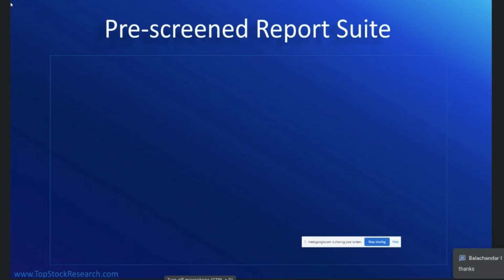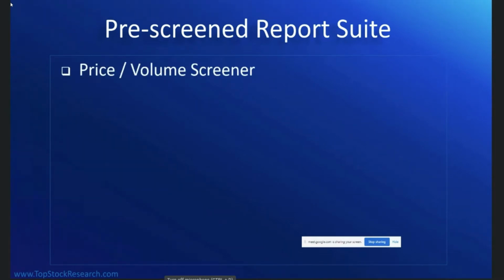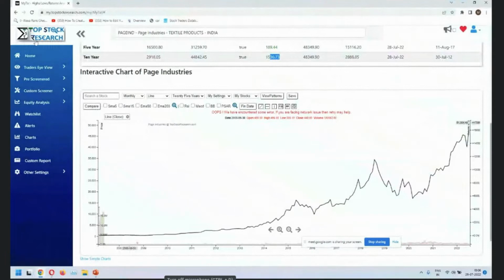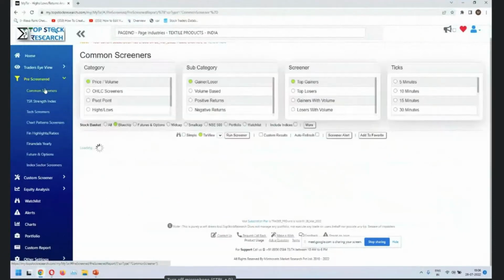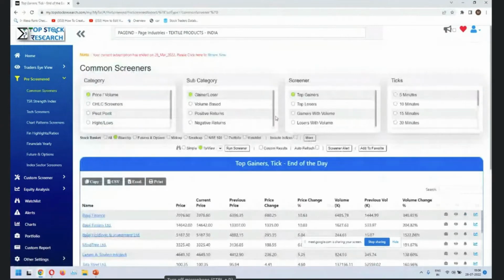All right. So the next very important thing is the pre-screened report suite. What we have is a very logical separation of our screeners. These are pre-screened, which are ready-made, so you don't have to do anything. Just go there and start using it. This particular screener is the price and volume screener. Move to the left-hand side, go to pre-screened, go to common screener. This is where the price and volume is.